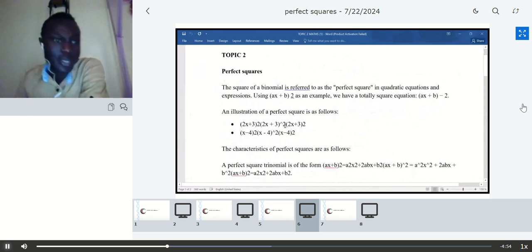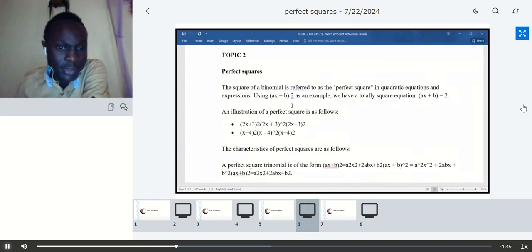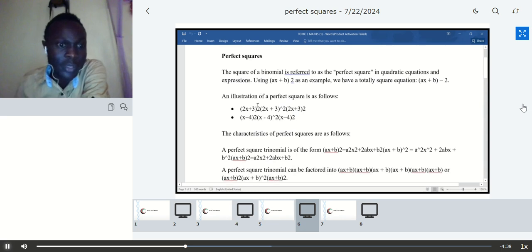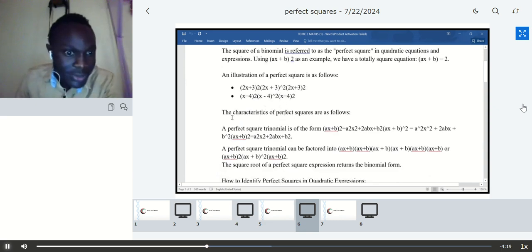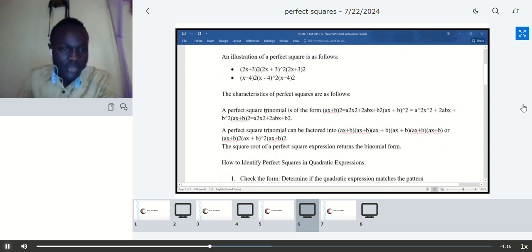The square of a binomial is referred to as a perfect square. In quadratic equations and expressions, using (ax + b) squared as an example, we have a perfect square. An illustration of perfect squares is as follows: (2x + 3) times (2x + 3) gives you (2x + 3) squared. (x - 4) times (x - 4) gives you (x - 4) squared. The characteristics of a perfect square are as follows.